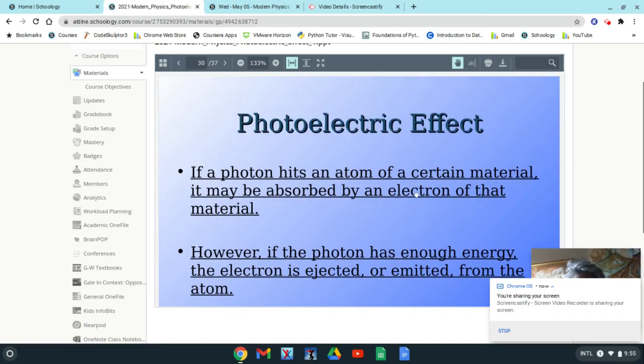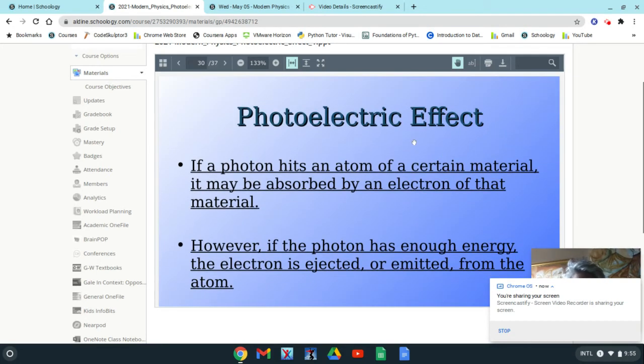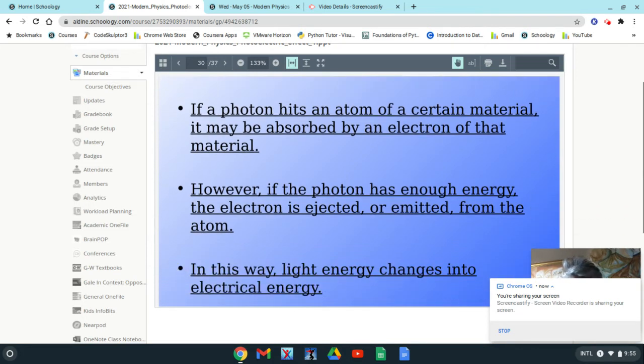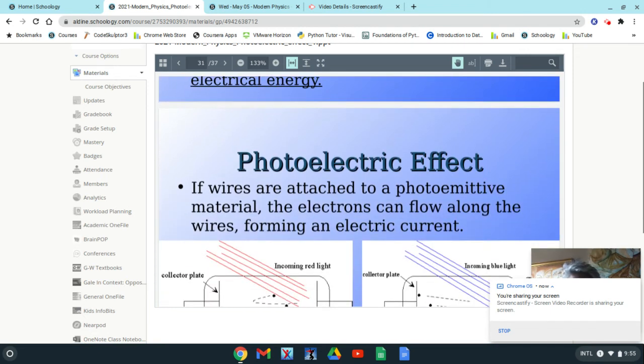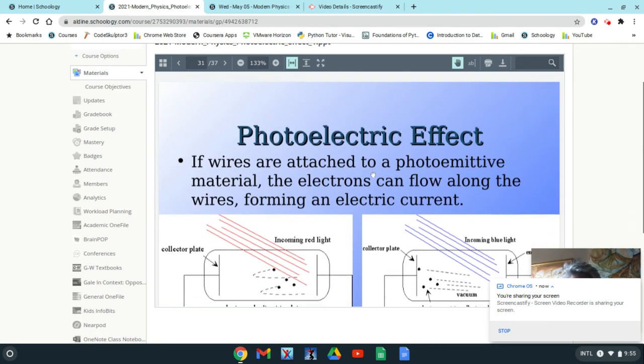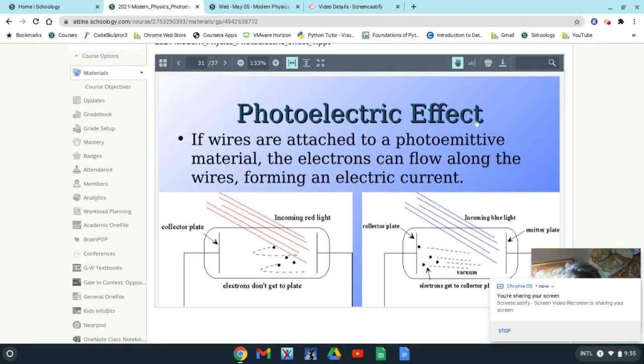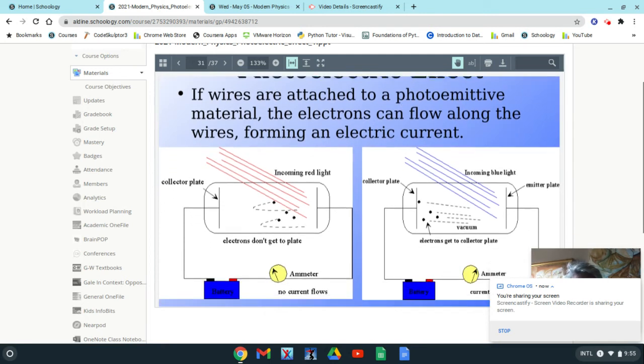So the photoelectric effect is something important I need you guys to be able to understand. It's the effect of when light shining on a metal will make electrons emit. And those electrons only emit if the light is above a certain frequency. Otherwise, it does not. And we'll look and see how we can use this photoelectric effect for different purposes, technology.